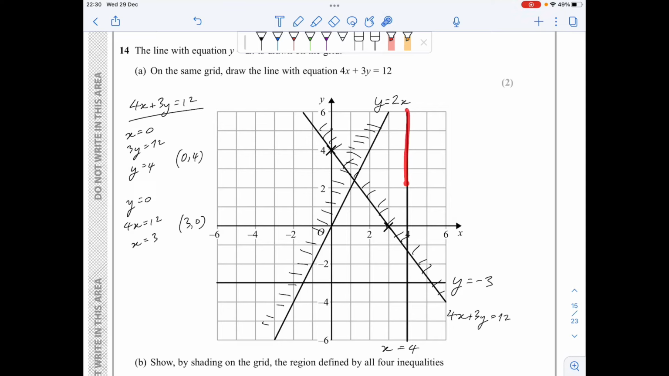Regarding the vertical line, x equals 4, I need the region to the left. So I'm going to cross out the region to the right. And finally, for the line y equals -3, I will cross out the region below because I need the region above. So I'm left with this region here, which I will shade.